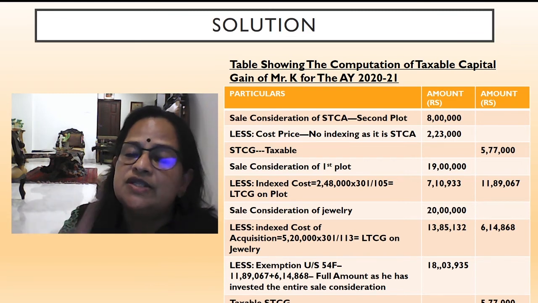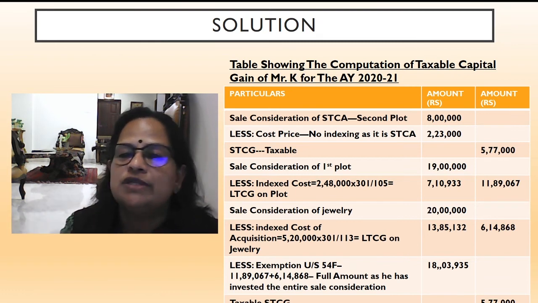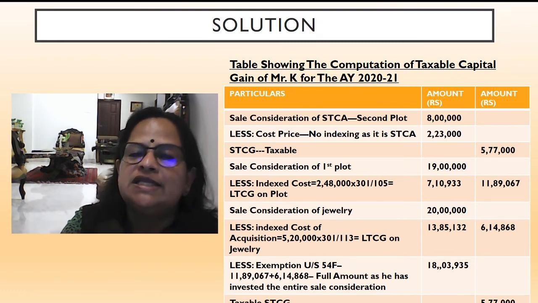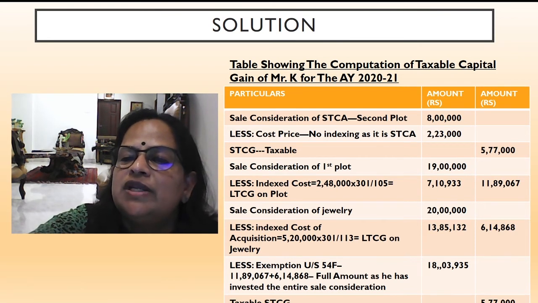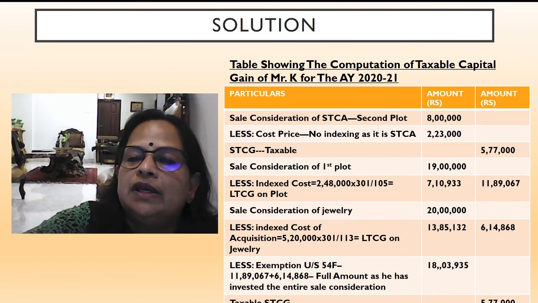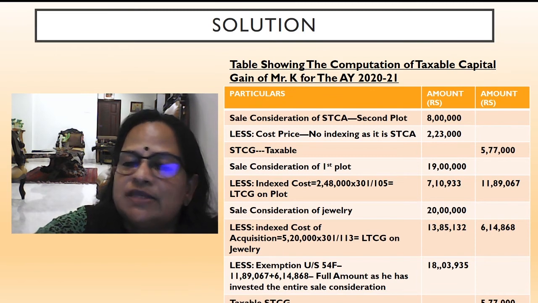Now sale consideration of first plot is long term. If you see the period of holding, it's long term. So it's 19 lakhs less indexed cost, 2,48,000 into 301 divided by 105. LTCG on plot: sale consideration minus indexed cost, you will get 7,10,933.